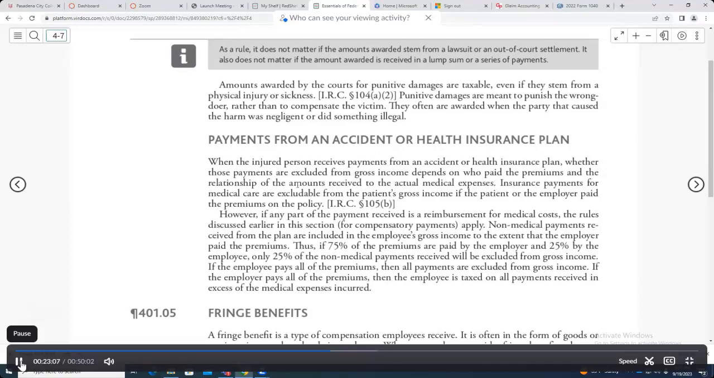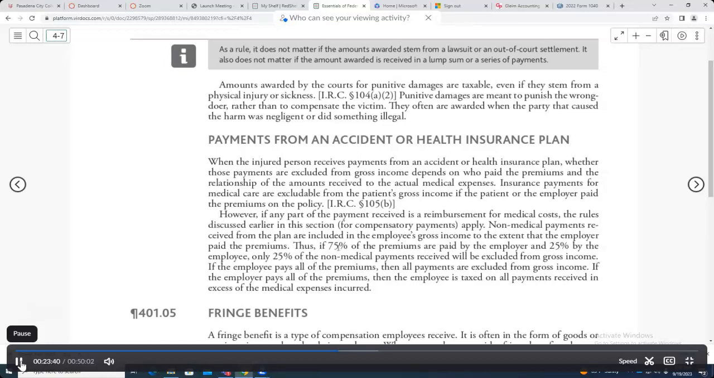Insurance payments for medical care are excludable from the patient's gross income if the patient or the employer paid the premium on the policy; it depends how much. If the employee pays all of it, then everything is tax-free. But if the employer pays a portion of it, that percentage of anything you receive will be taxable.